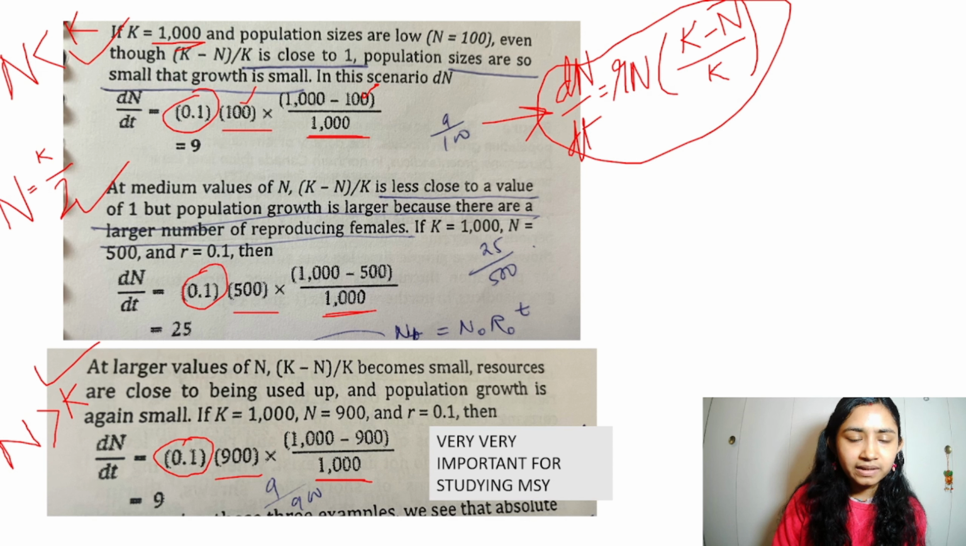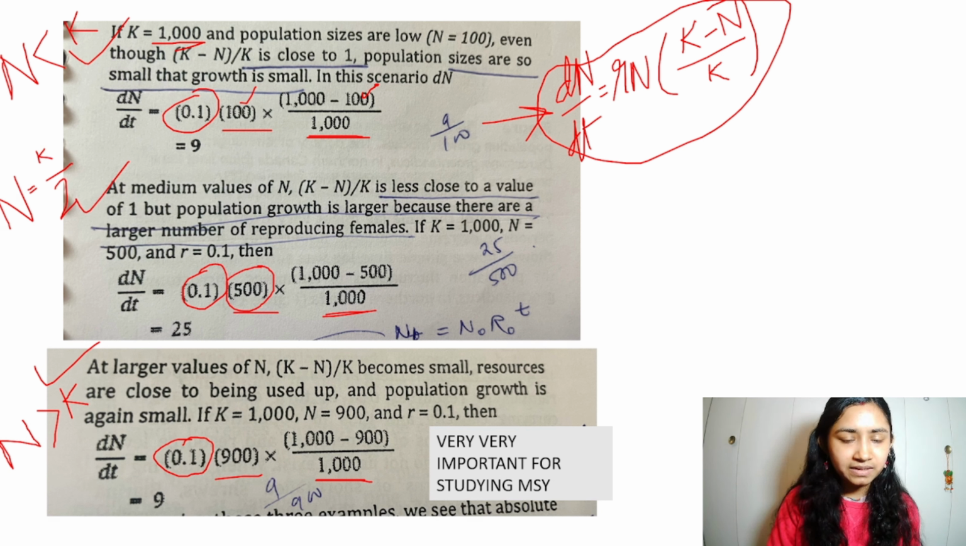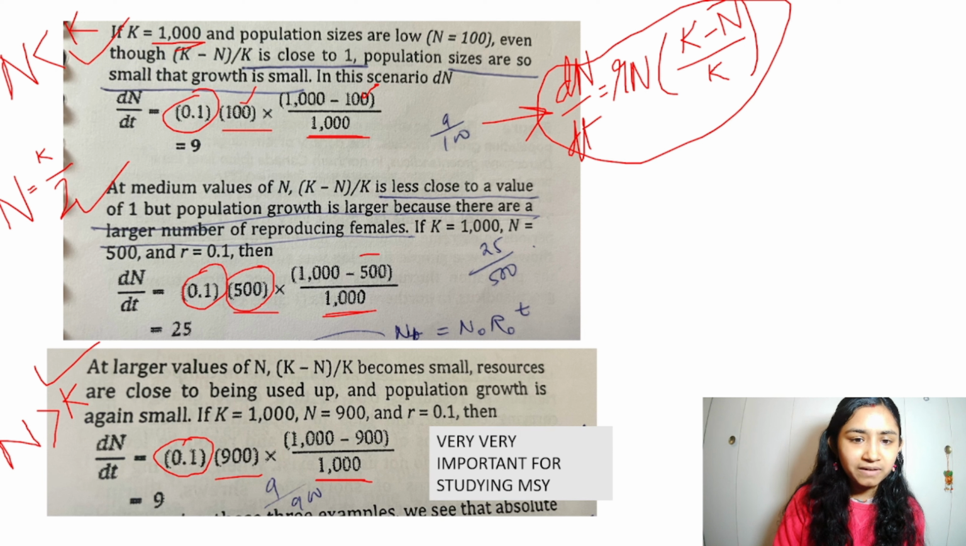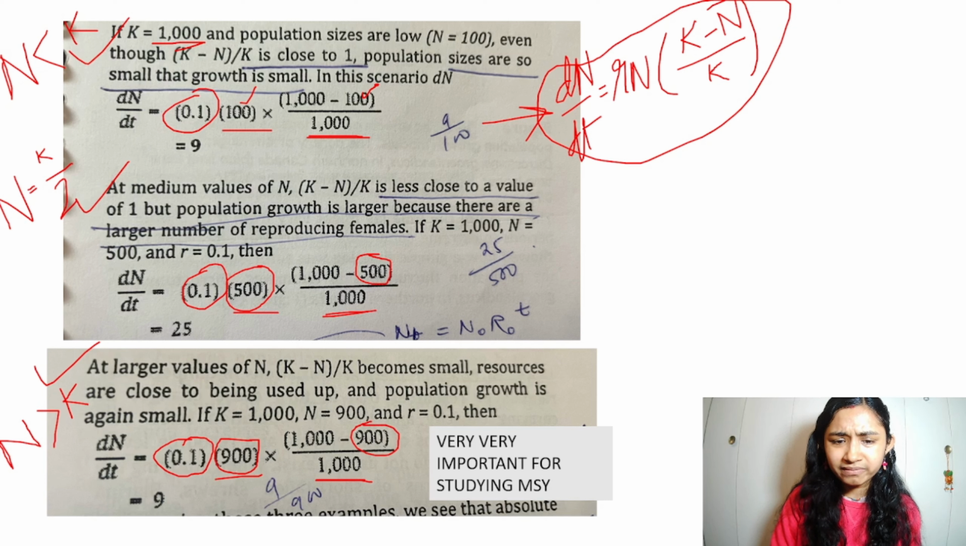Here the population size is very low, 100. Here the population size is medium, that is half of the carrying capacity. Our carrying capacity is 1000, and half of 1000 is 500. And here the population size is much higher, 900, so only 100 lower than the carrying capacity. So a very high population size here. Here the population size is half of the carrying capacity, and here the population size is very low.